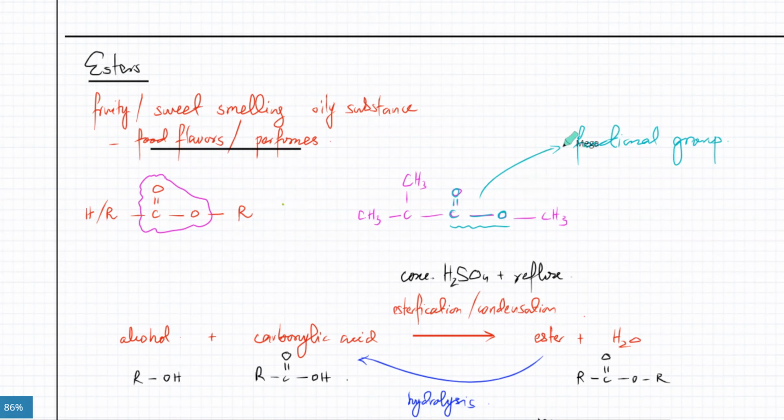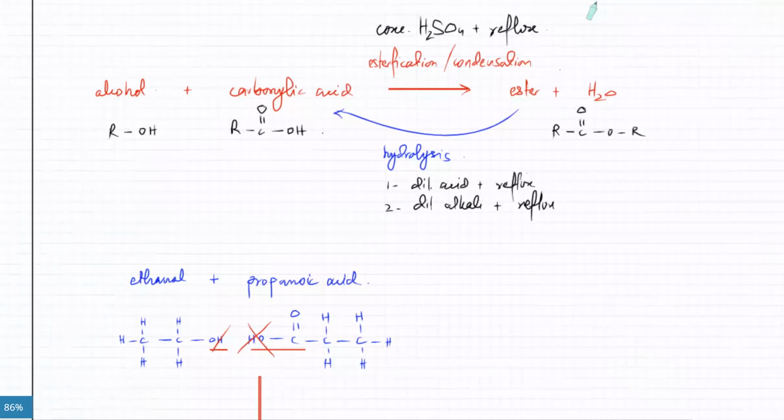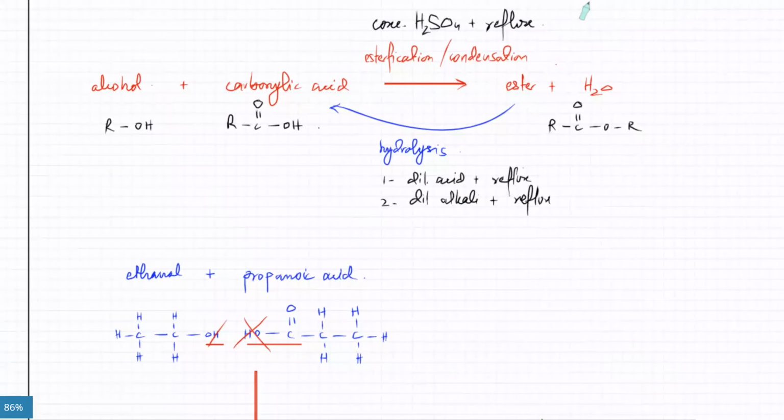तो esters बनते किस तरह थे? उसके लिए what you did was you took an alcohol and you reacted it with a carboxylic acid. And the conditions for that esterification, or also known as condensation reaction, is you need concentrated sulfuric acid plus reflux, and you end up forming an ester plus a water molecule.